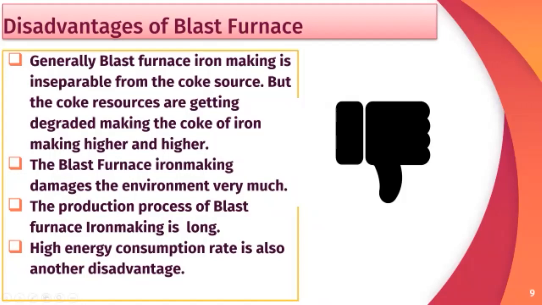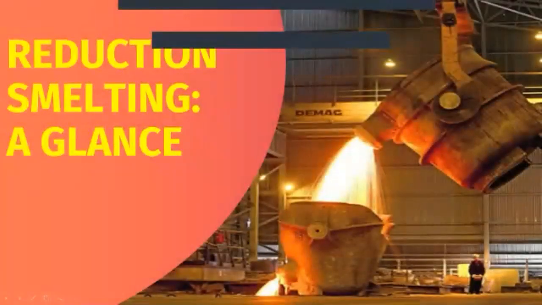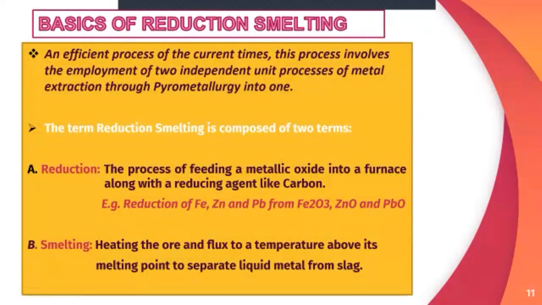Thank you, Sampath. Now we will be understanding about reduction smelting. Next slide, please. So, smelting reduction is basically a combination of two independent unit processes, that is direct reduction and smelting. The ore is first reduced with a reducing agent like carbon, and then the smelting process is done, which is nothing but heating of the ore and flux to a temperature above its melting point to separate the liquid metal from the slag. Next slide, please.